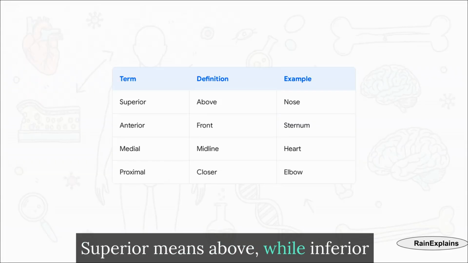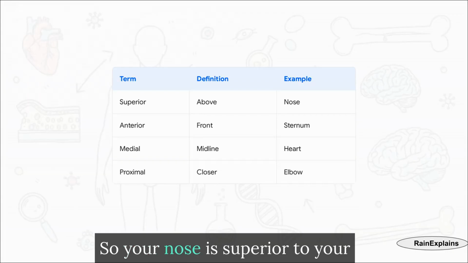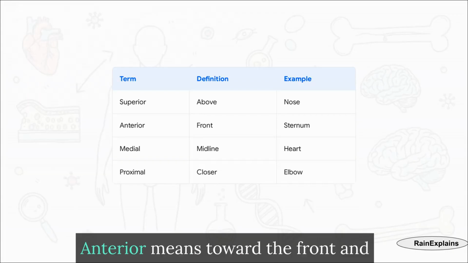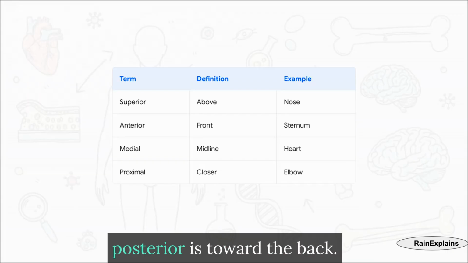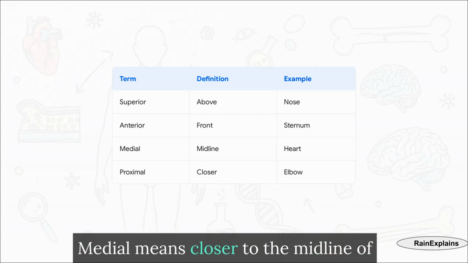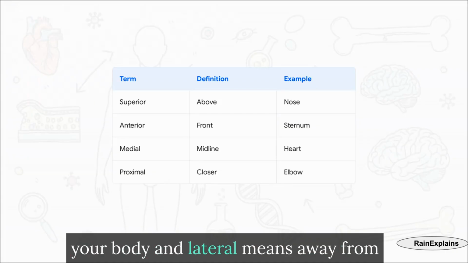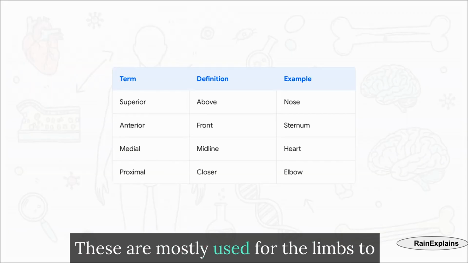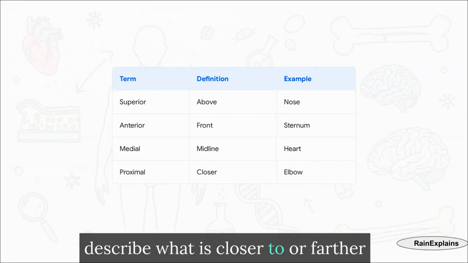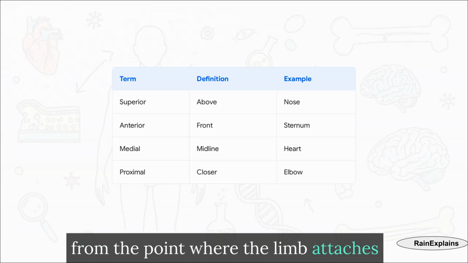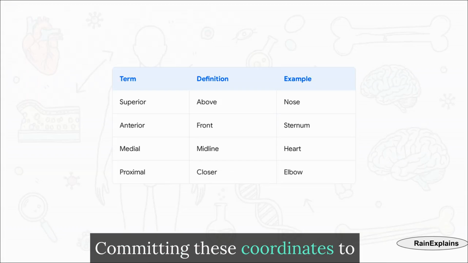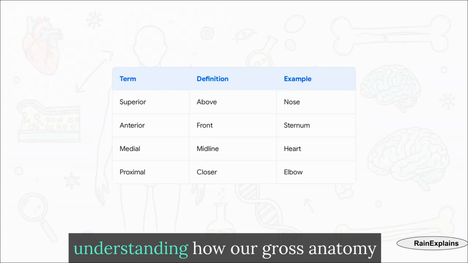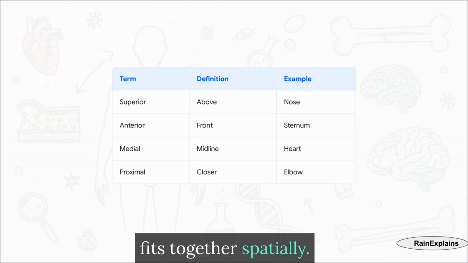Superior means above, while inferior means below. So your nose is superior to your mouth. Anterior means toward the front, and posterior is toward the back. Medial means closer to the midline of your body, and lateral means away from it. And finally, proximal and distal. These are mostly used for the limbs to describe what is closer to or farther from the point where the limb attaches to the body. Committing these coordinates to memory is an absolute must for understanding how our gross anatomy fits together spatially.